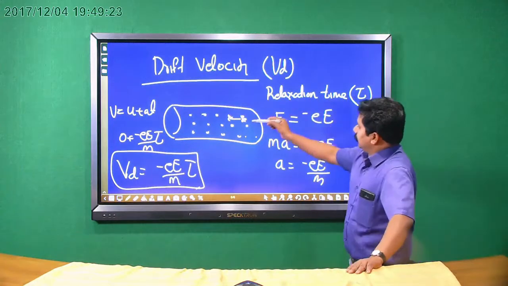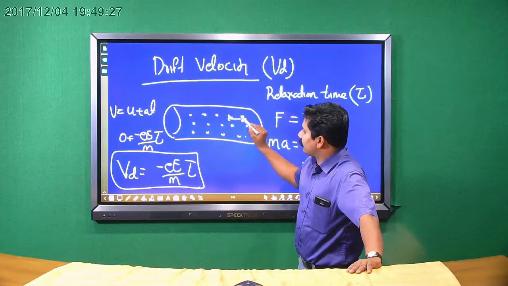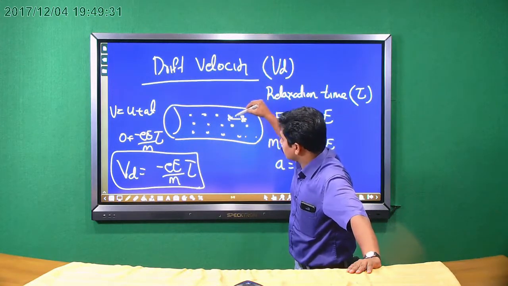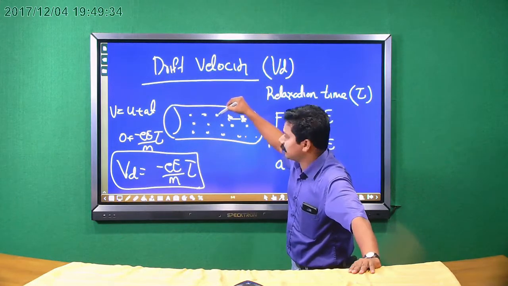Repeat. In the presence of an electric field, the electrons start moving from this point to this point. Again, these are the lattice points. While moving, they get accelerated here and collide. While colliding, the speed will decrease. Again, they get accelerated.